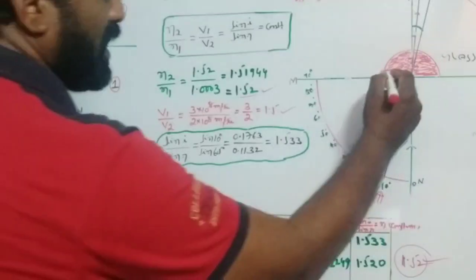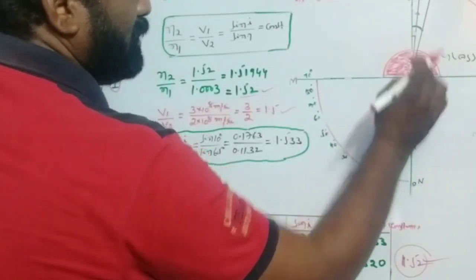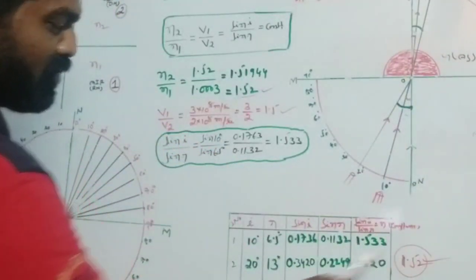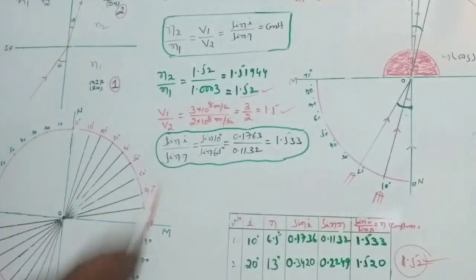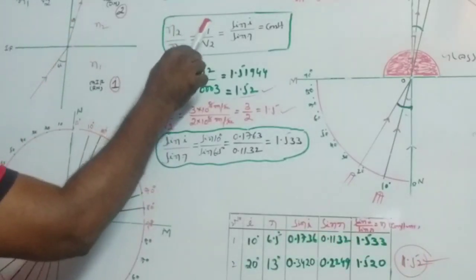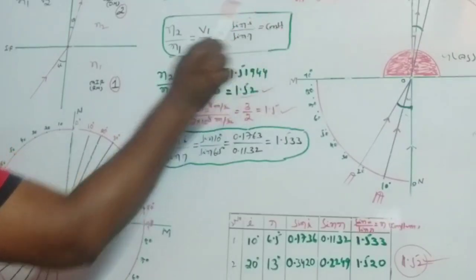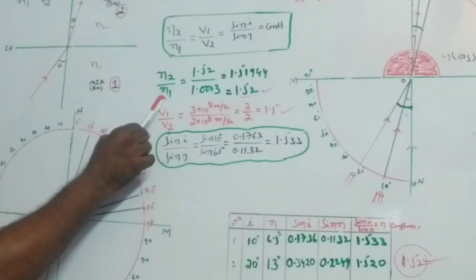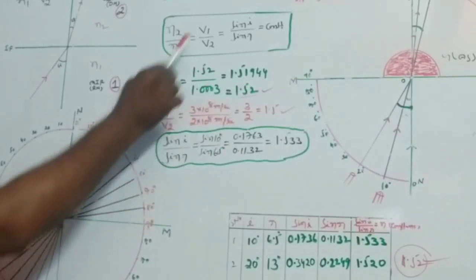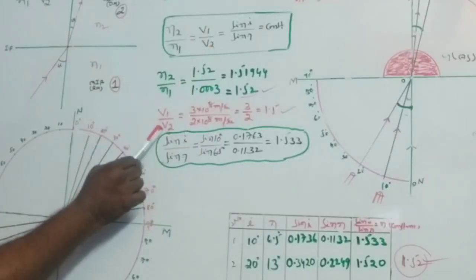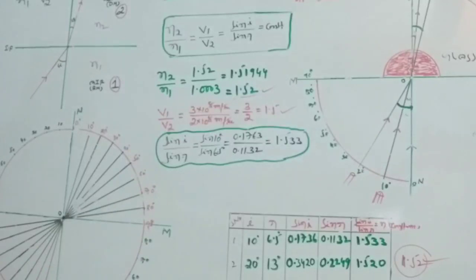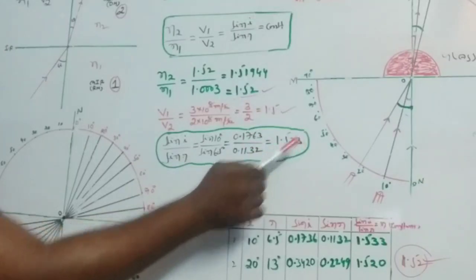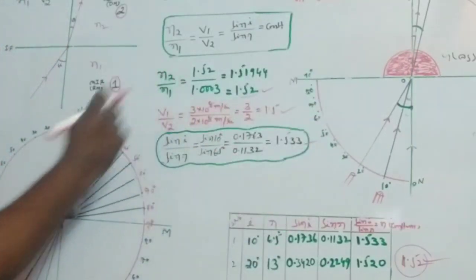So this is the refractive index of the medium. What is that medium? Glass. Right? Here sin I by sin R, we get 1.52. See here what I told: N2 by N1 equals V1 by V2 equals sin I by sin R, which equals a constant. N2 by N1, the refractive index of the second medium by the refractive index of the first medium, is 1.52. That equals V1 by V2, the speed of light in medium 1 by the speed of light in medium 2, which gives 1.5. Sin I by sin R, sin 10 by sin 6.5, gives 1.533. So approximately, all these values are equal.